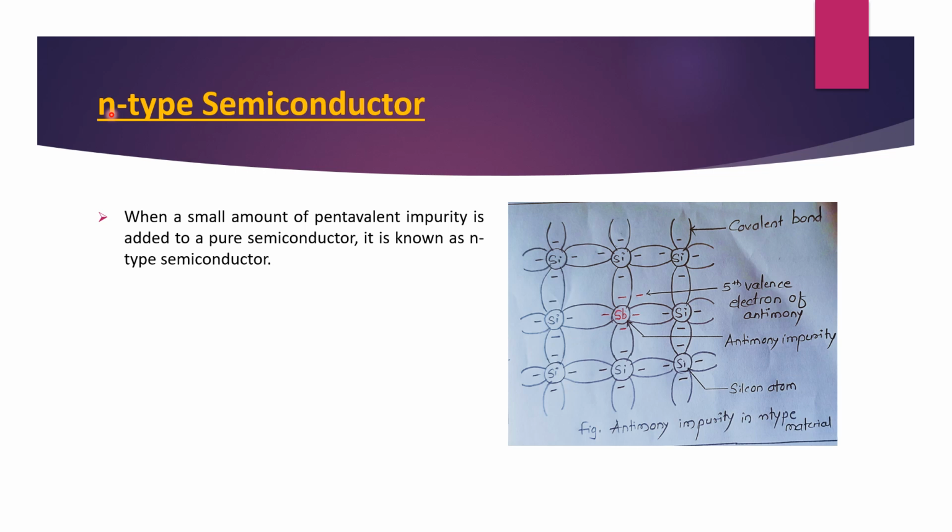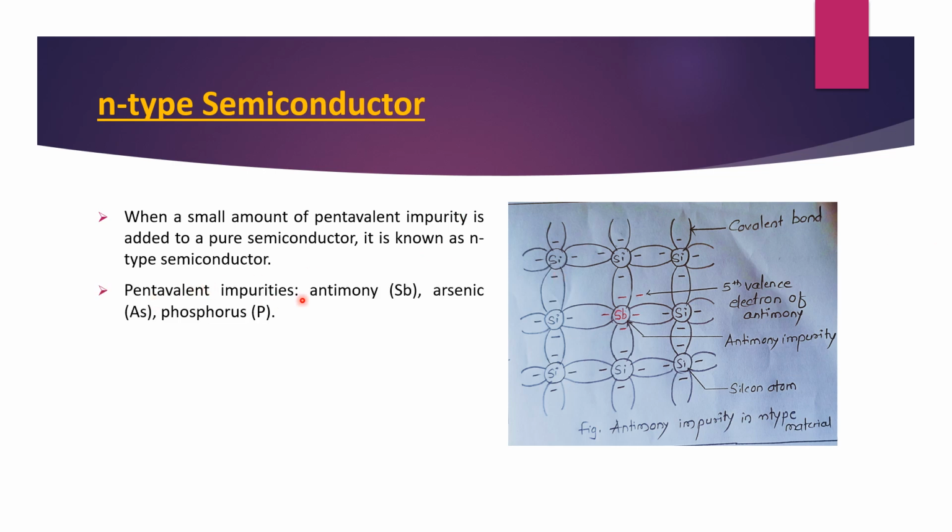Now why we are making n-type semiconductor and why we are making p-type semiconductor, you will get in detail when we study the p-n junction diode, PNP transistors, NPN transistors. For now, you should understand the internal working, internal construction, and the basis of the N-type and P-type semiconductors.